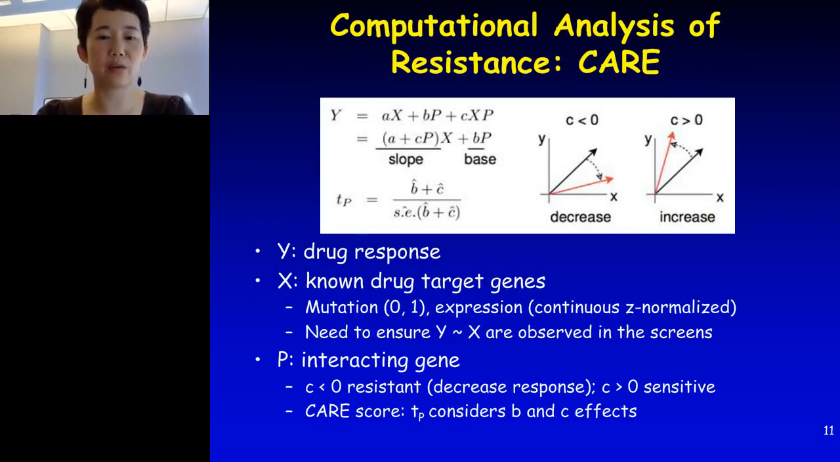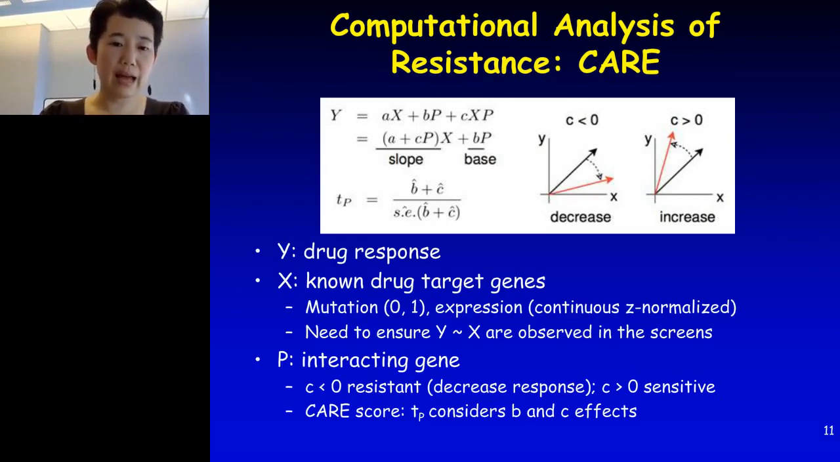And so we wonder whether we can find a similar effect in the genome by checking every gene using these compound screens. And so we developed this computational model. We call it computational analysis of resistance, or CARE. This is a regression-based method. In this case, Y is the drug response or inhibition, whether the cell is sensitive to the drug.